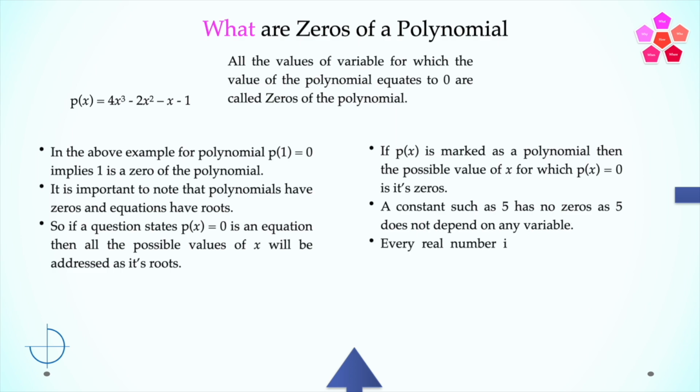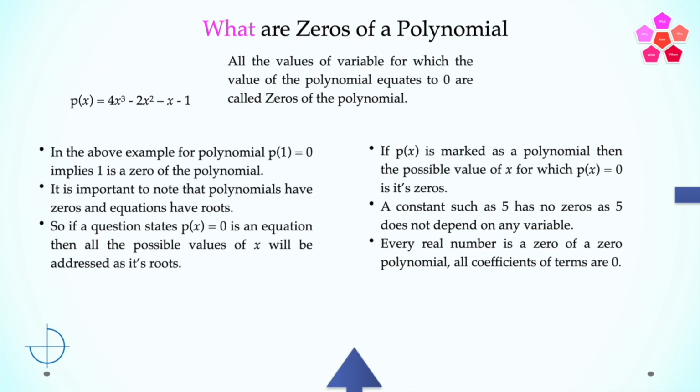Every real number is a zero of a zero polynomial. All coefficients of the terms are 0. Funny as it sounds, but this is the language that is used. Many similar questions can be framed related to zeros of a polynomial. All one has to do is to insert the value of the variable in the polynomial and check if the value of the polynomial equates to 0.